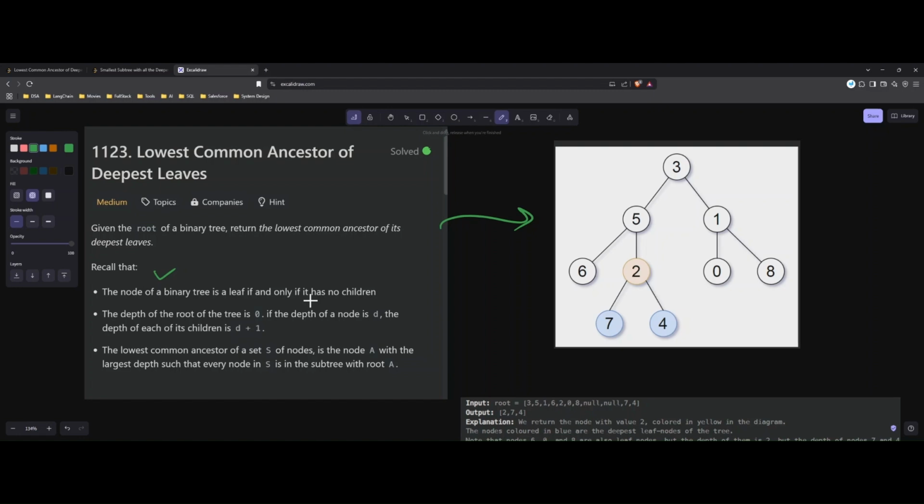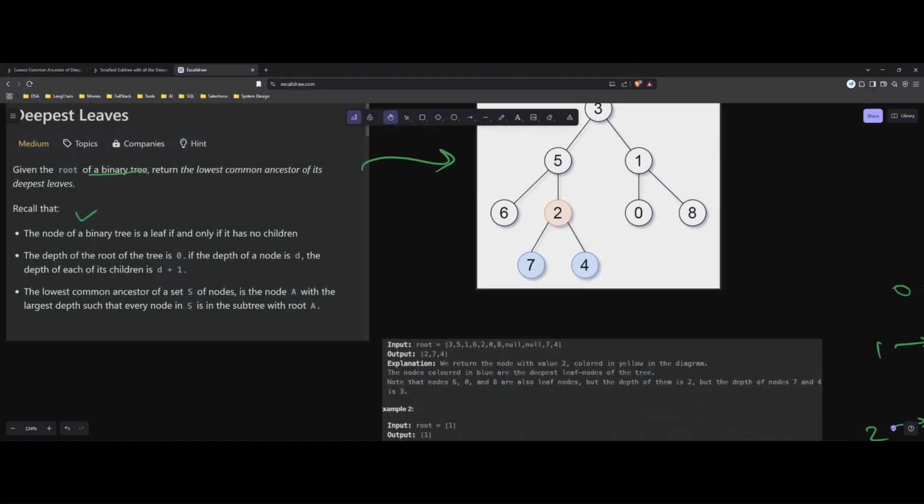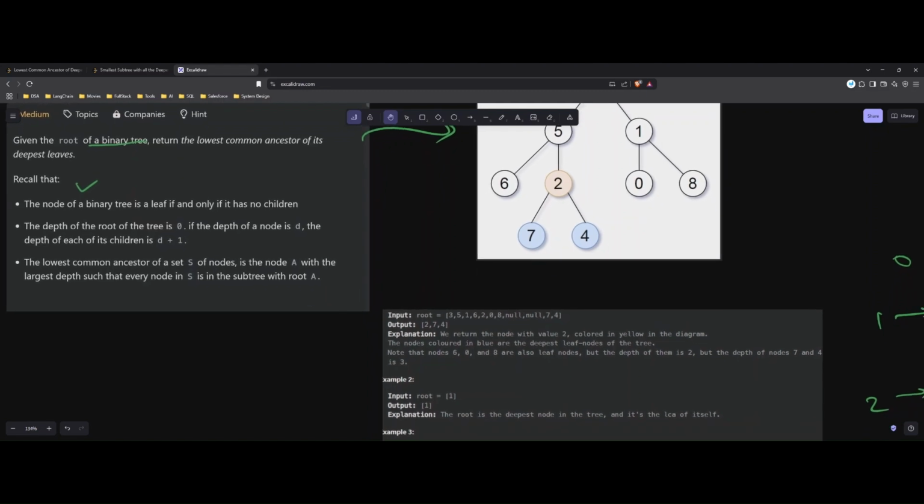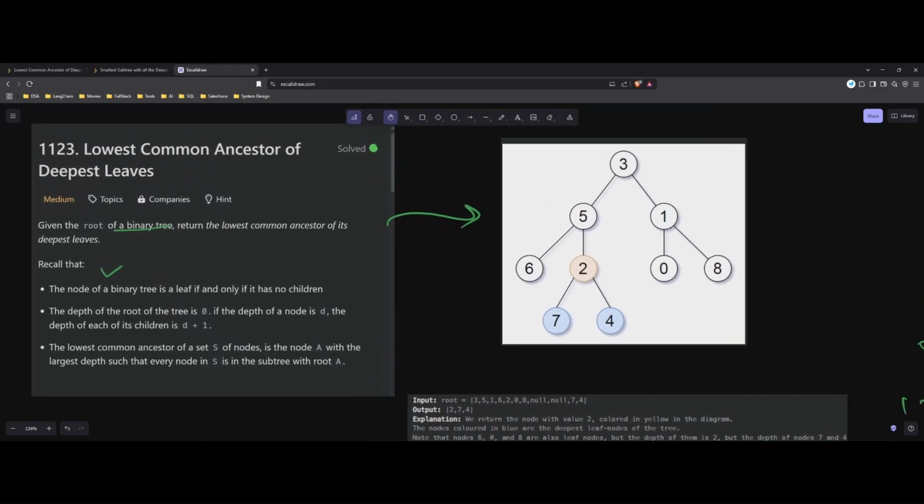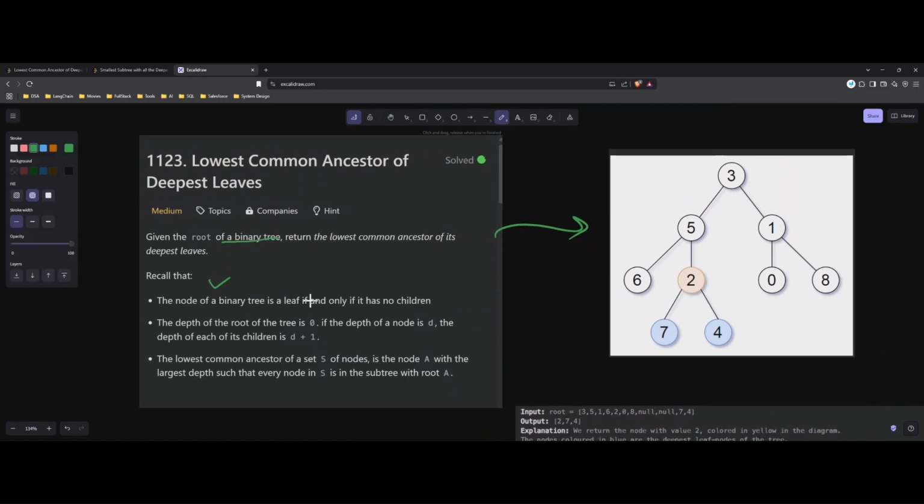We are given the root of a binary tree. This is the problem statement. After that, we have to return the lowest common ancestor of its deepest leaves.